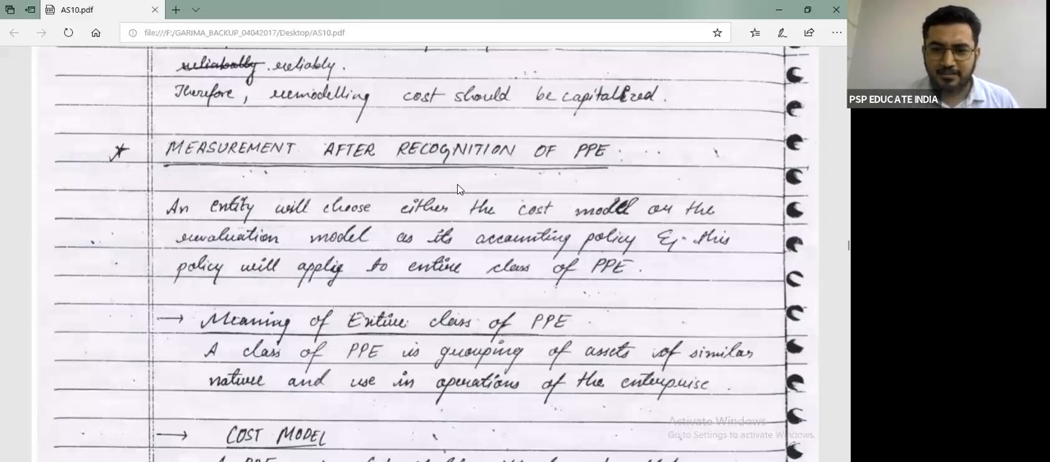Are you understanding? I am again repeating for you. Please understand. When you obtain an asset, at that time you will ask yourself कि मुझे कौन सा मॉडल यूज करना है, कॉस्ट मॉडल या रीवैल्यूएशन मॉडल. You will take that decision upfront. And if you select the cost model, you will never ever revalue. You will continue taking the traditional cost.